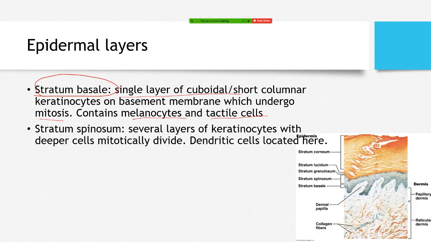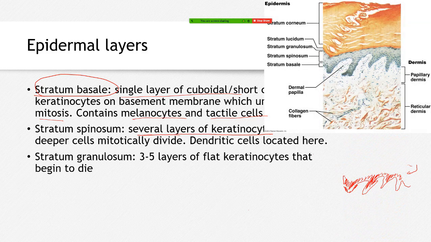Here's the stratum basale right here. Let me just color it in for you. Okay, that's the stratum basale. The next few layers here are called the stratum spinosum. And the stratum spinosum is going to have multiple layers of these keratinocytes. Okay, they're still undergoing mitosis and dividing, so all this here is going to be the stratum spinosum. And then we have a single layer right on top of that called the stratum granulosum.